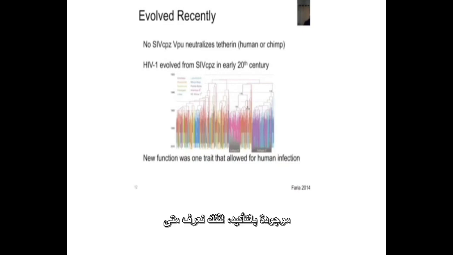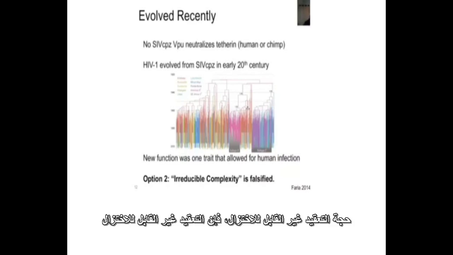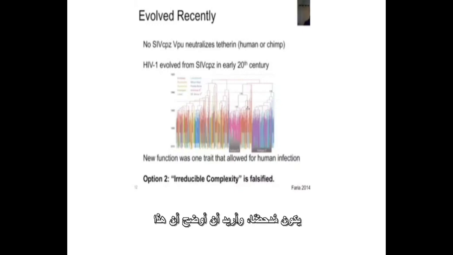And by 1940, it's definitely there. So we know when this new trait evolved, meaning within the observable human past, just in the last century or so. We've witnessed the evolution of an irreducibly complex trait. So if you go by the second definition of irreducible complexity, or the second form of the irreducible complexity argument, then irreducible complexity is falsified.